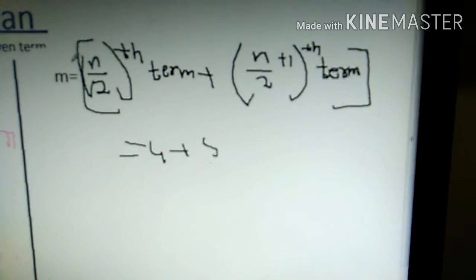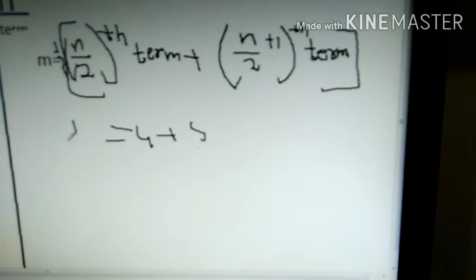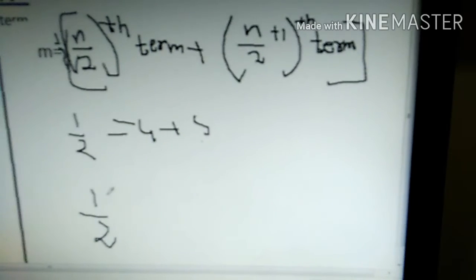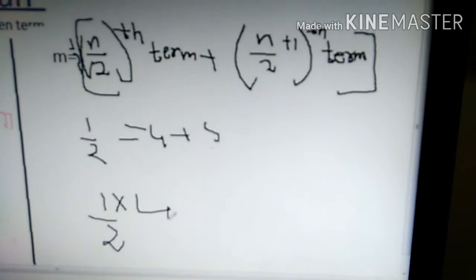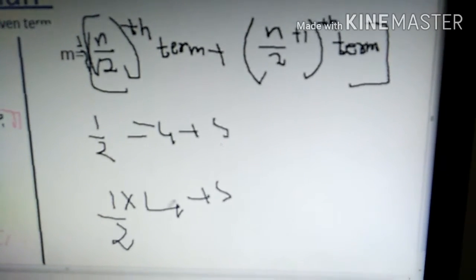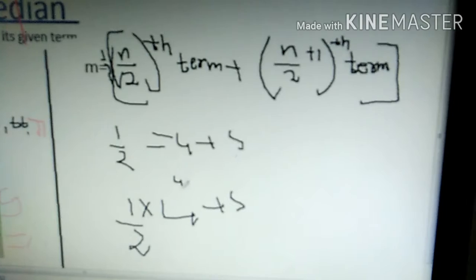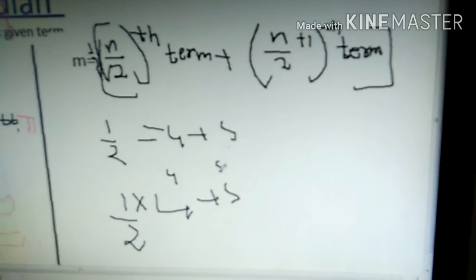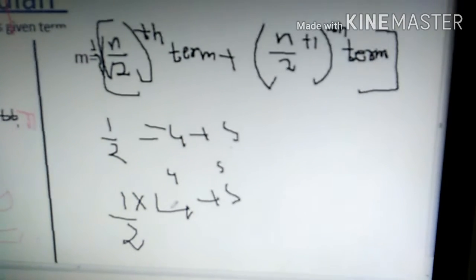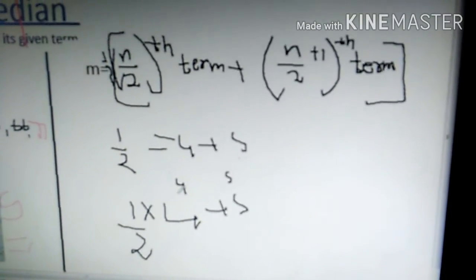Now, I have been forgetting one thing here. 1 by 2 will come here, so that it is 1 by 2 into (4 plus 5). 4 plus 5 does not mean just adding 4 and 5. We need to see the fourth term. The fourth term is 4. The fifth term is 5. So I took 4 and 5. That's why I took them.